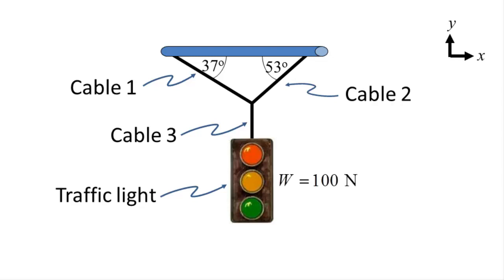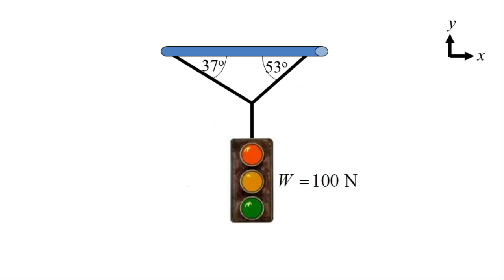Let's start our force analysis by looking at the traffic light. Because it has mass, it has weight pointing directly downwards due to gravity. The magnitude of this weight is 100 newtons. We see that the traffic light is attached to cable 3, which is orientated vertically. According to Newton's second law, if there is no net acceleration, then there is no net force. So cable 3 must pull on the traffic light with the same force as its weight to balance the forces out and the traffic light stays stationary.